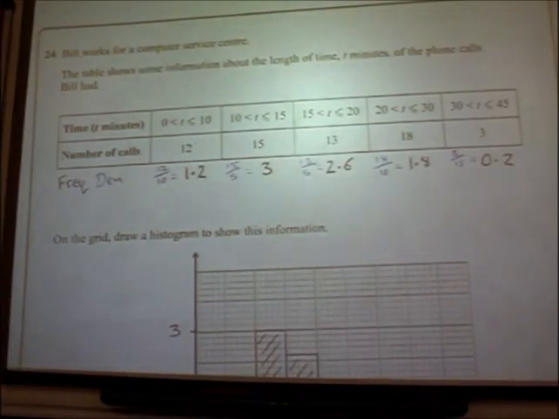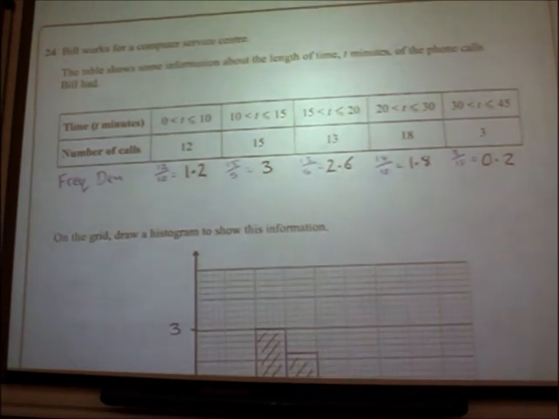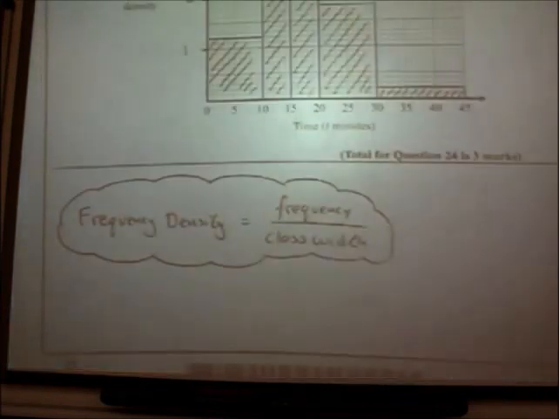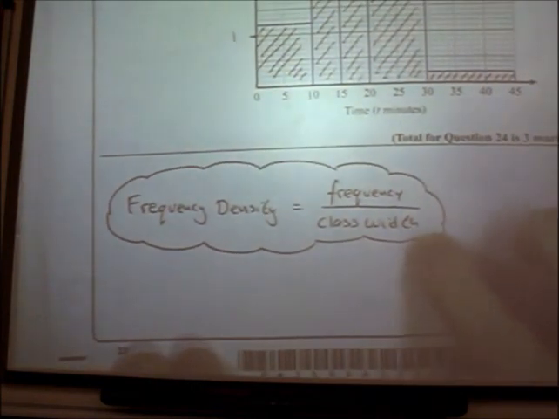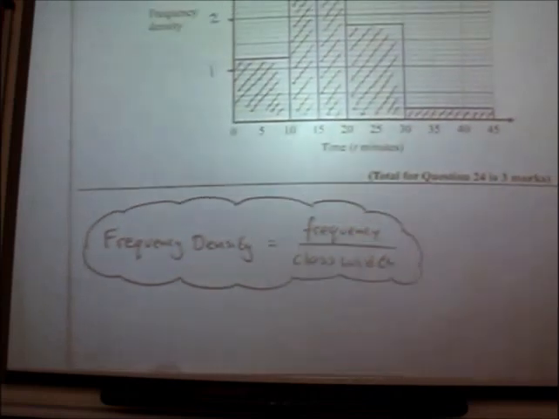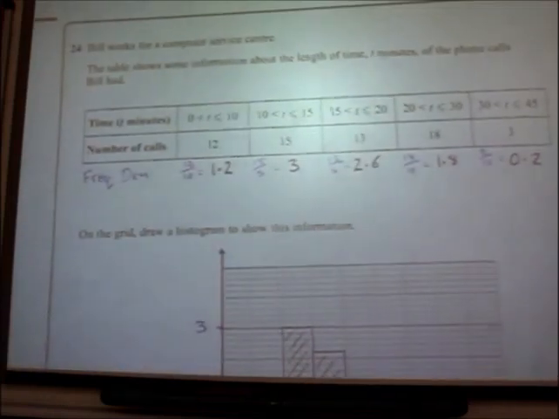Question 24 is histograms. The first thing you do when you get to a histogram question is write down this formula. Frequency density is equal to the frequency divided by the class width. That's not in the exam paper, you just need to know that. Go up the top and I'll show you exactly what I've done.